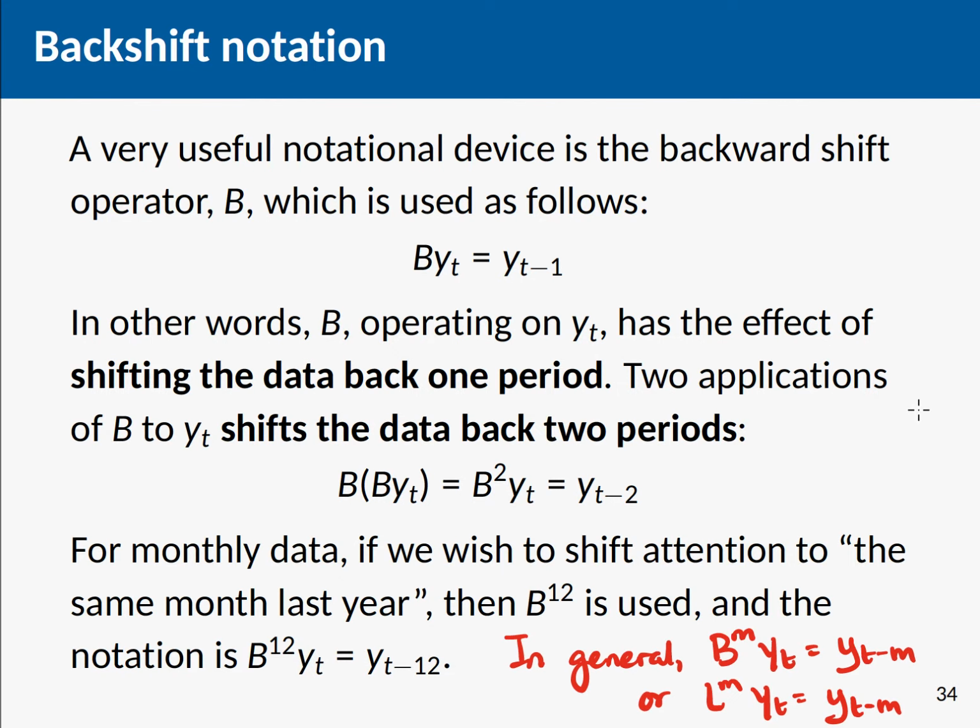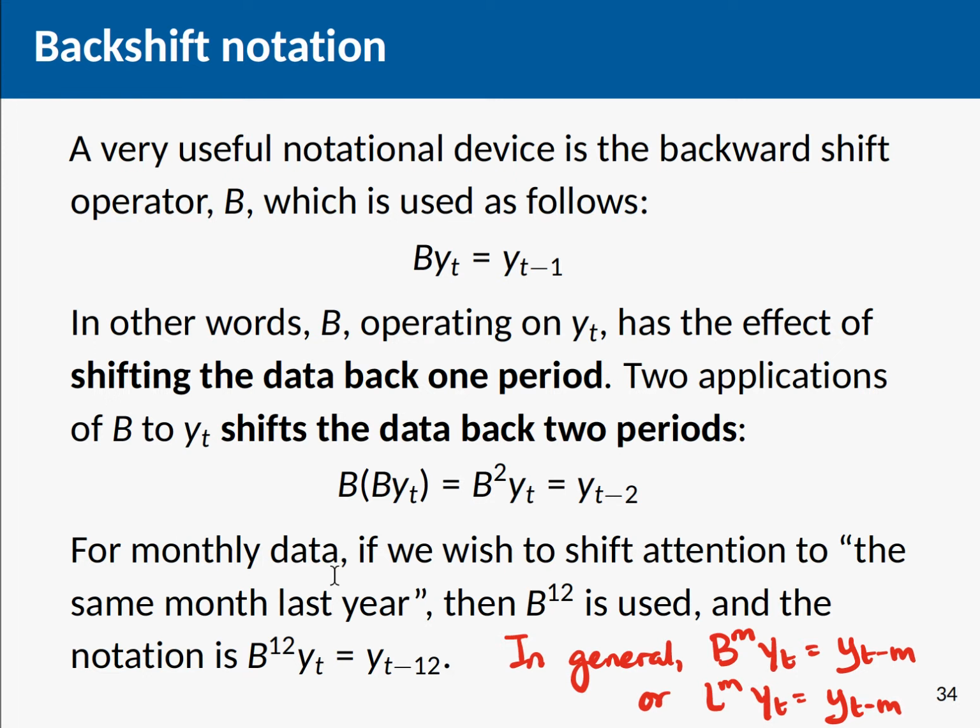In general, you can write down an expression like this, where you say B to the m, the power on yt, equals yt minus m. So you're lagging the time series m periods back, and the same thing applies if you use L.